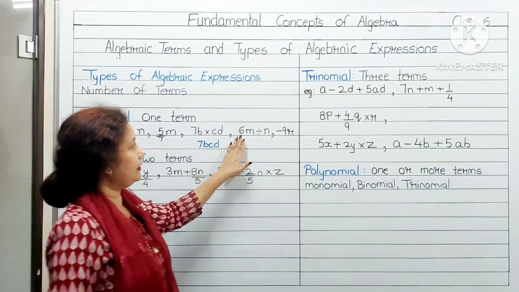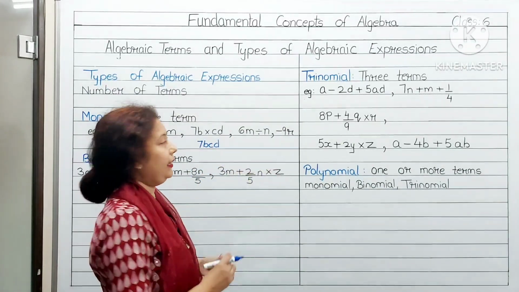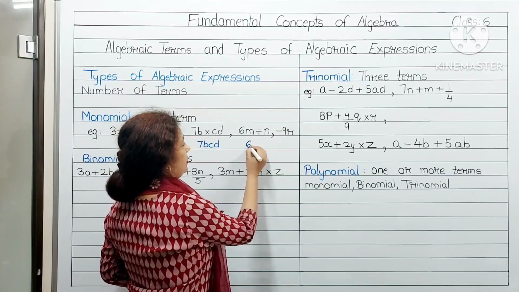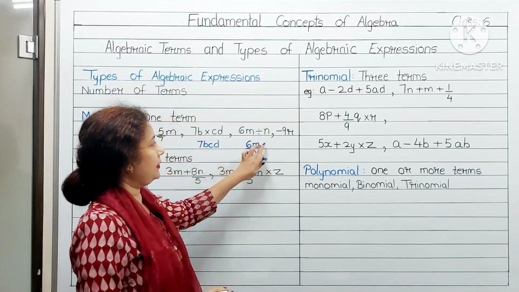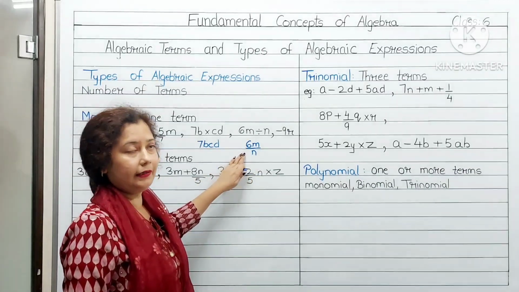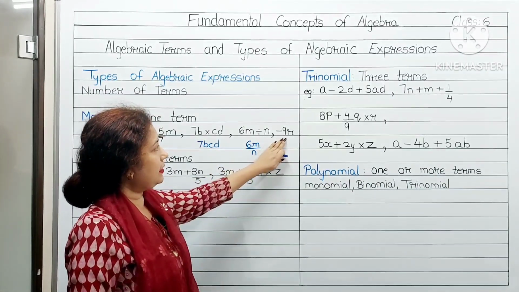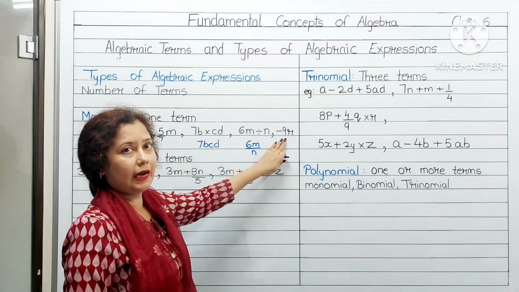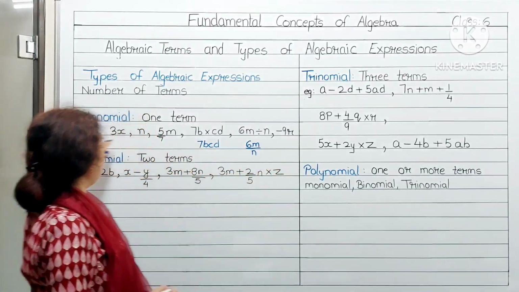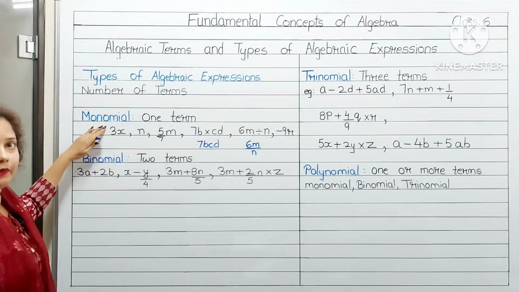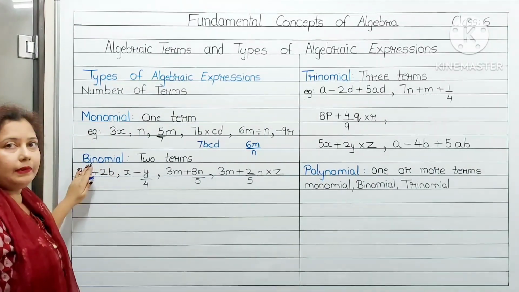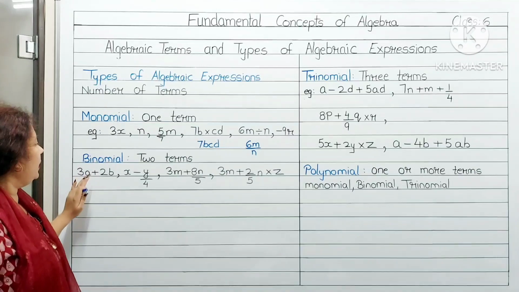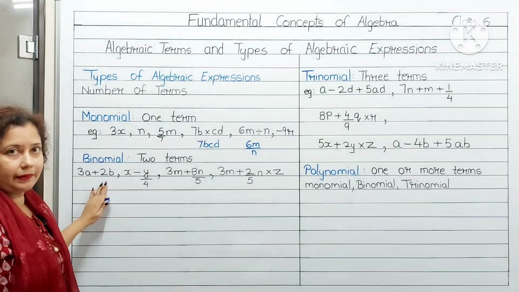In this example, 6m divided by n, we can write this as 6m upon n, and this will be considered one term. Next example is minus 9r. So all these are examples of monomial. Next is binomial. Bi means two. That means here two terms are present.